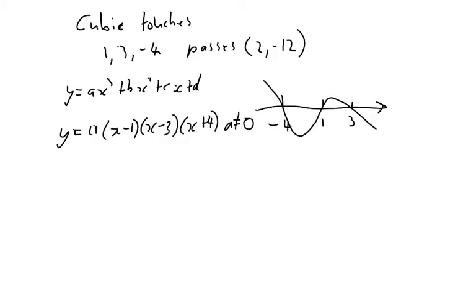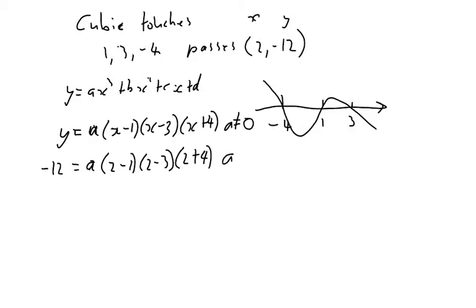So they're our roots. So that means when x equals 1, x equals 3, and x equals -4, y equals 0. So that's our roots. But we know when x equals 2, y equals -12. So when we want to find a, to find out exactly what this is, we use that information. So that becomes -12 equals a, x is 2: (2 - 1) times (2 - 3) times (2 + 4).